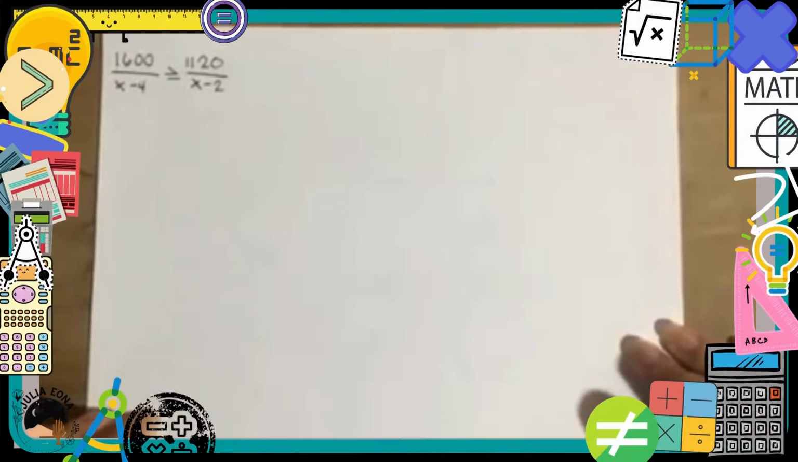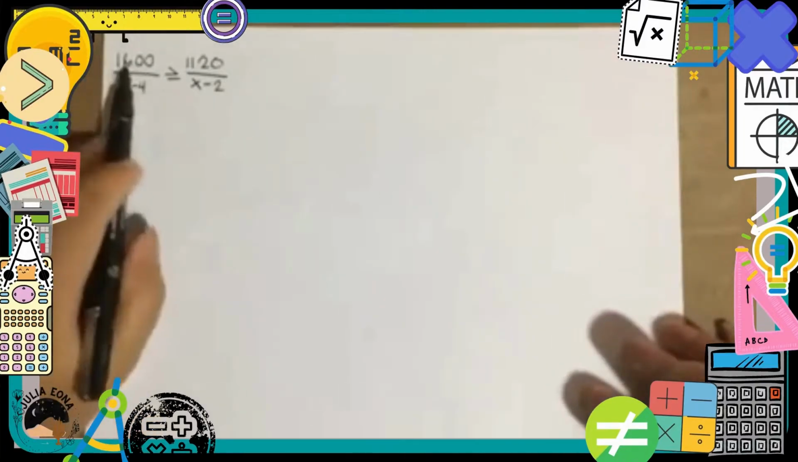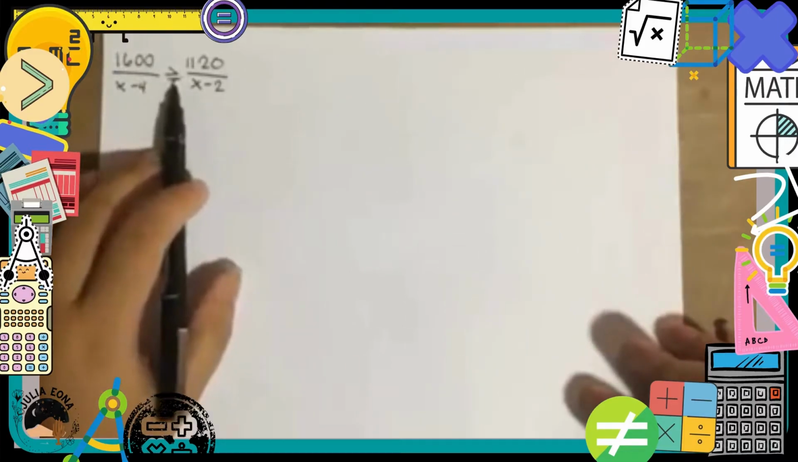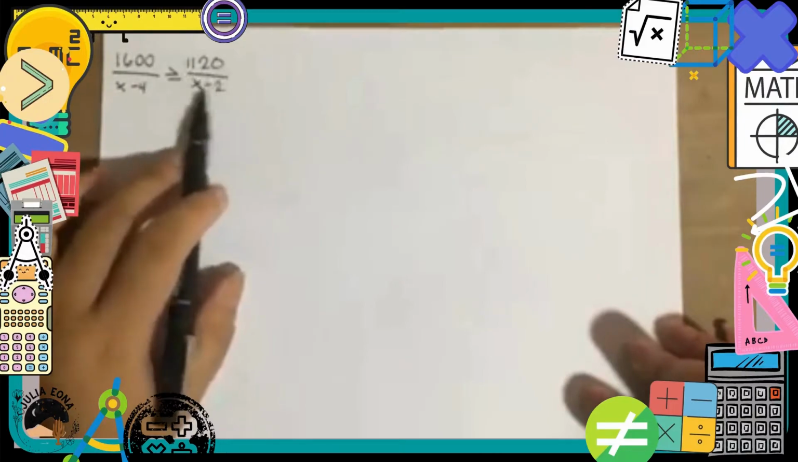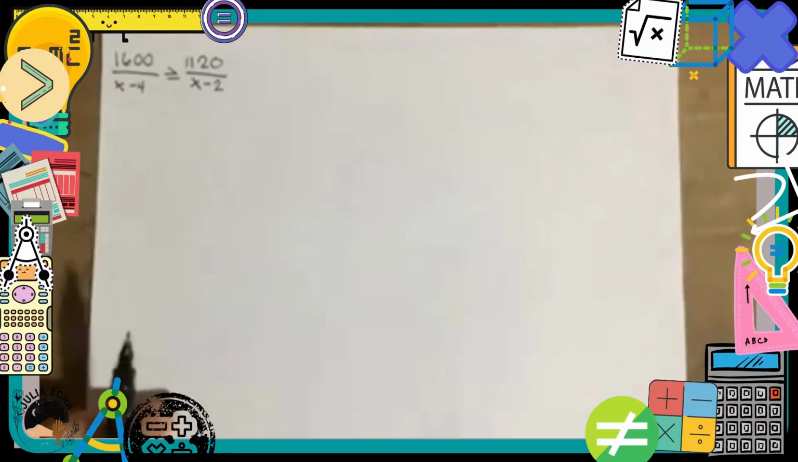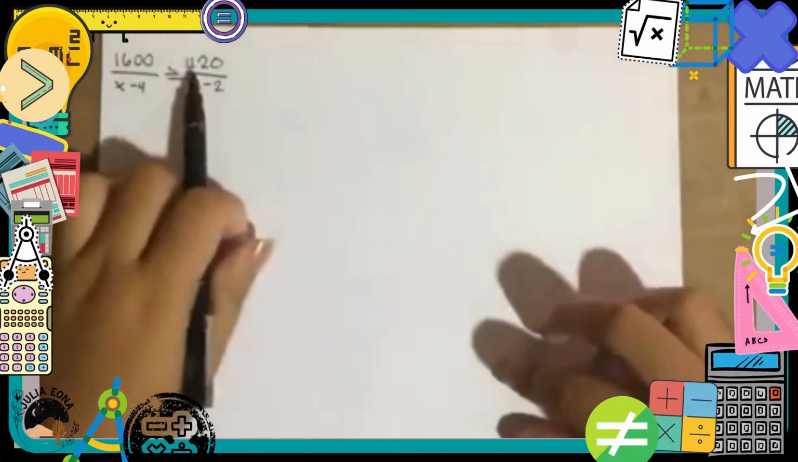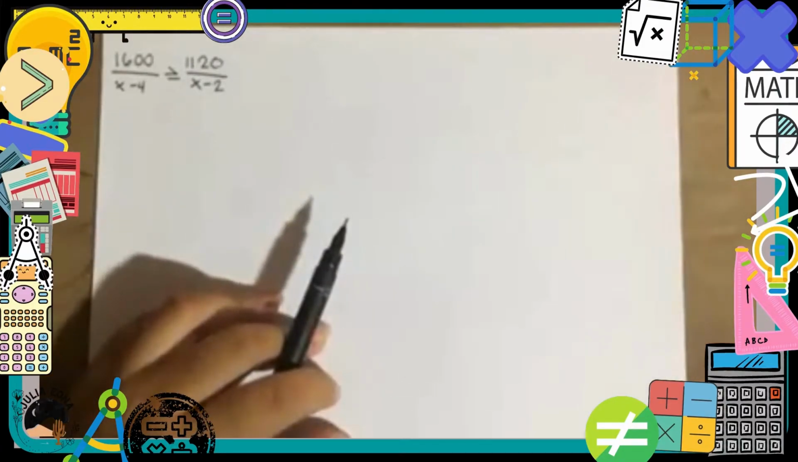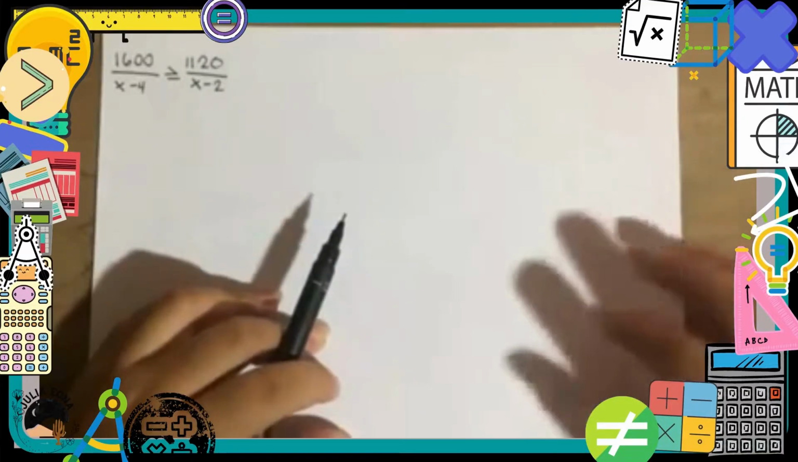Now, let's have another example, a much harder one. Let's say we have 1,600 over x minus 4 greater than or equal to 1,120 over x minus 2. So, the first thing that we're going to do is to rewrite the inequality as a single rational expression on one side of the inequality symbol and 0 on the other side. So, let's move 1,120 over x minus 2 to the other side of the inequality, and let us write the inequality as a single rational expression.